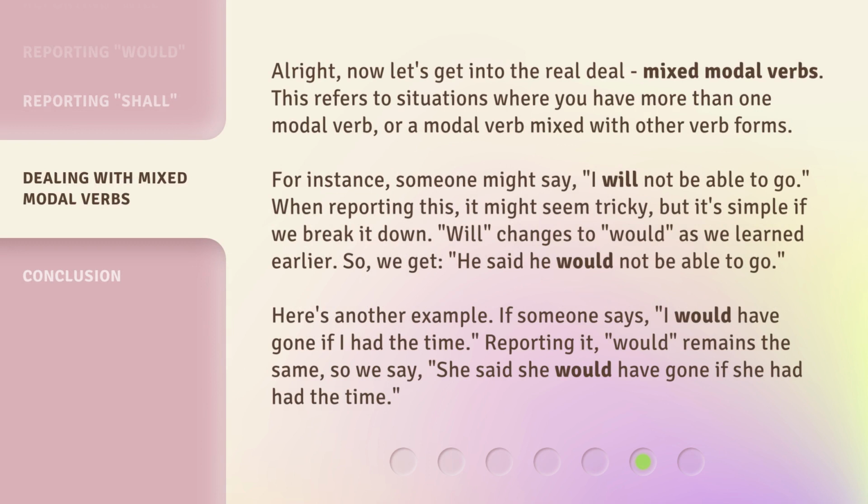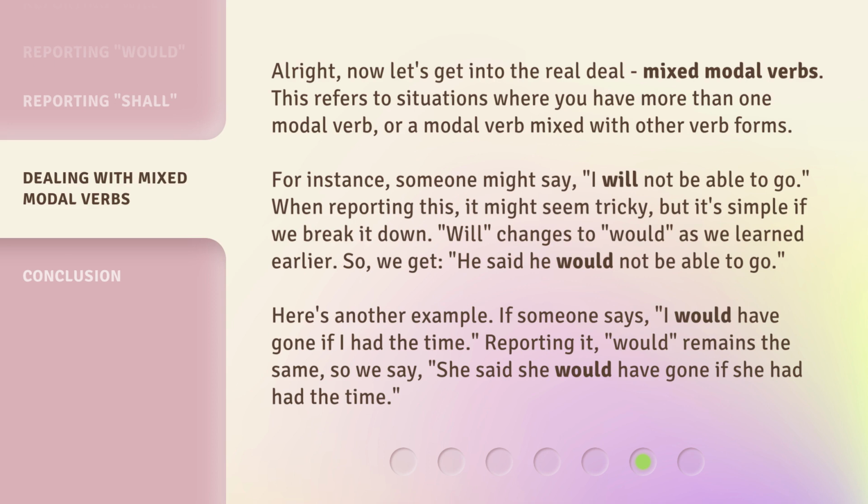Alright, now let's get into the real deal, mixed modal verbs. This refers to situations where you have more than one modal verb, or a modal verb mixed with other verb forms. For instance, someone might say, "I will not be able to go." When reporting this, it might seem tricky, but it's simple if we break it down. Will changes to would, as we learned earlier. So, we get, "He said he would not be able to go."